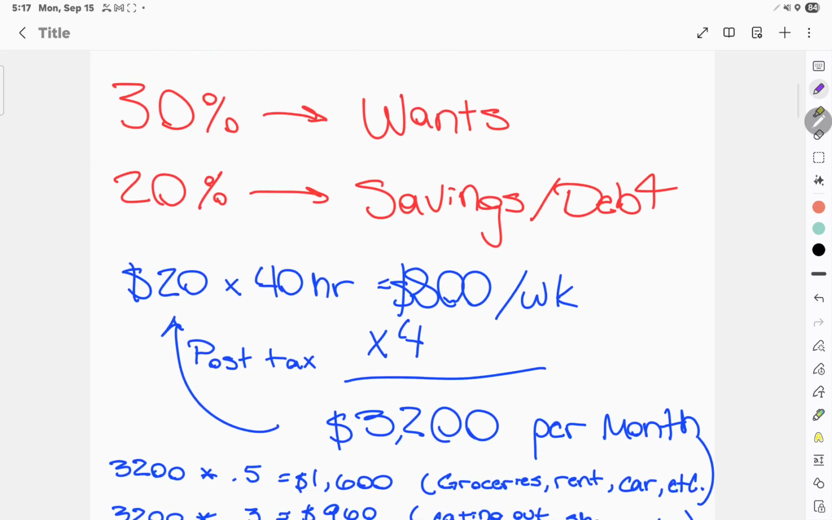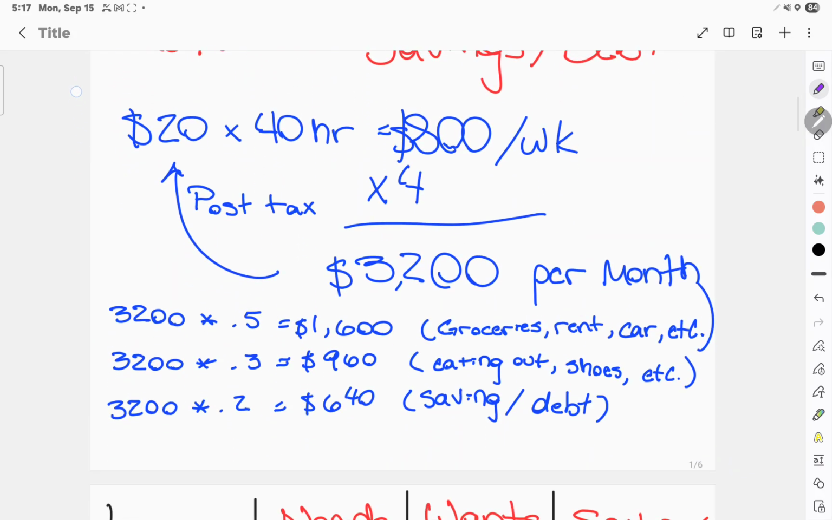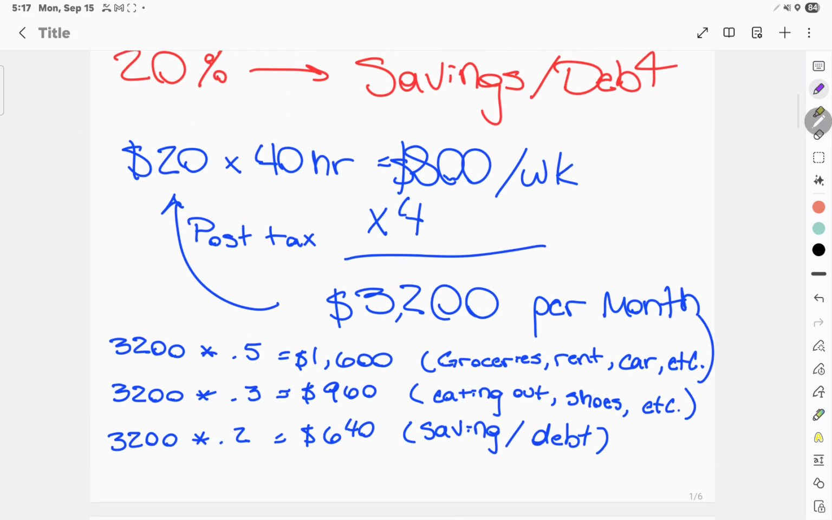So we're going to work through an example here. Let's say you make $20 an hour after tax for 40 hours per week. Then you are walking away with $800 per week. Over the course of roughly a month, that adds up to about $3,200 per month.